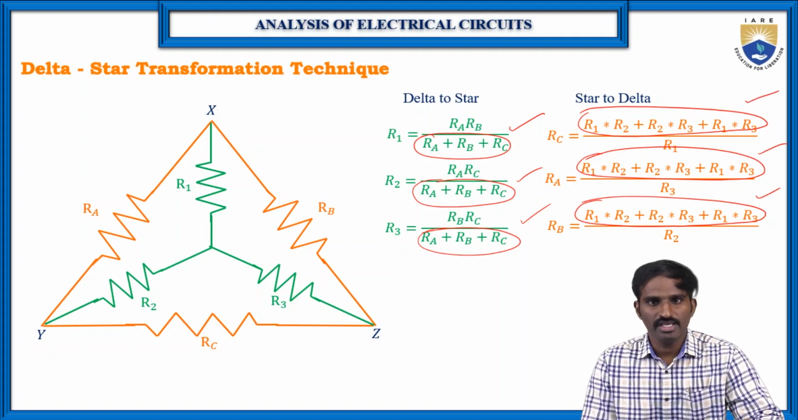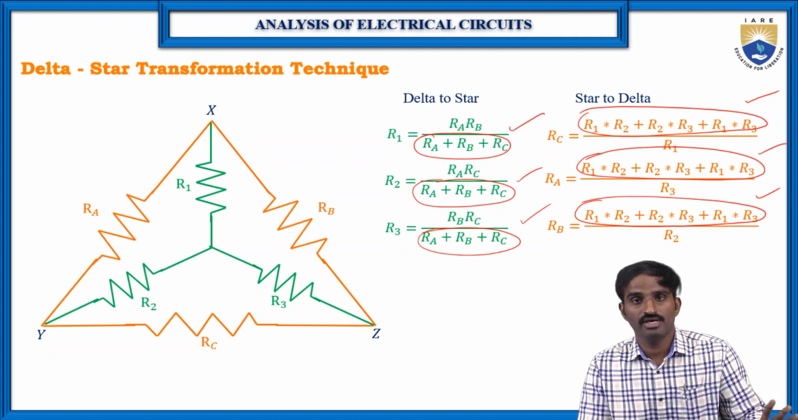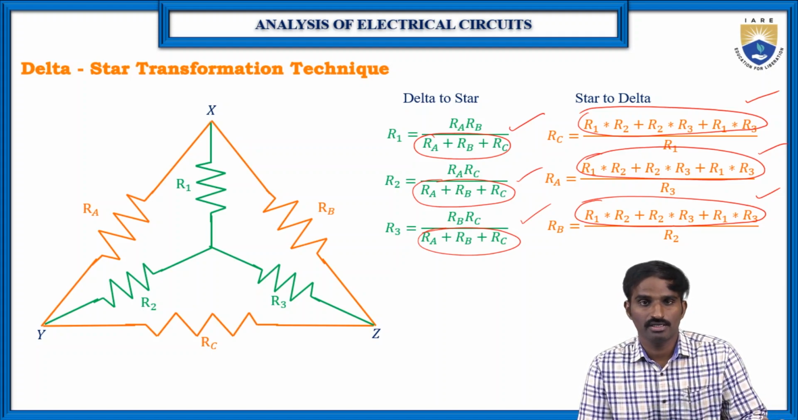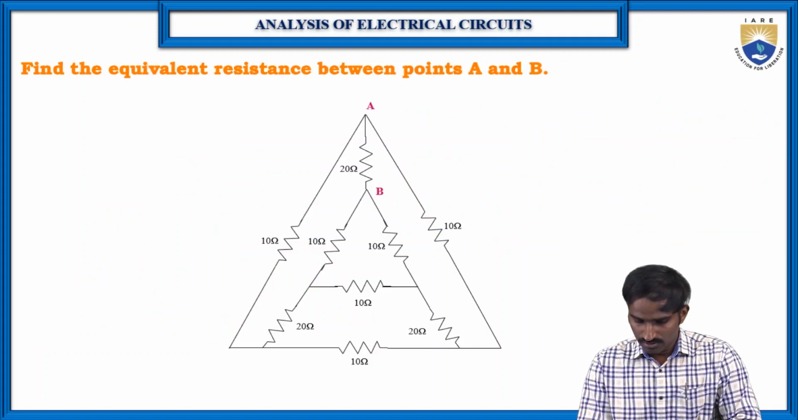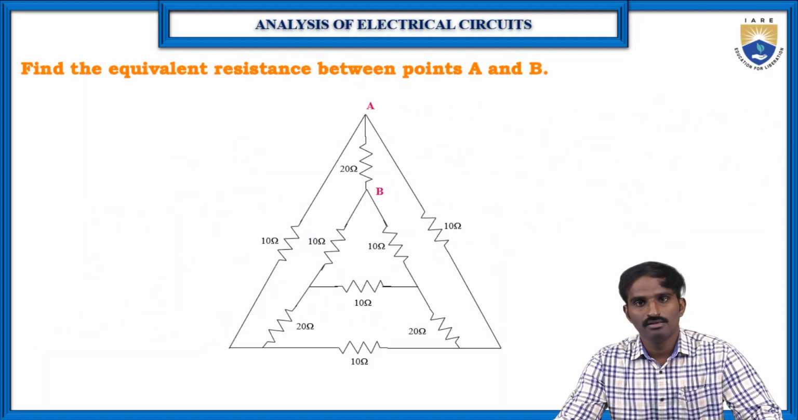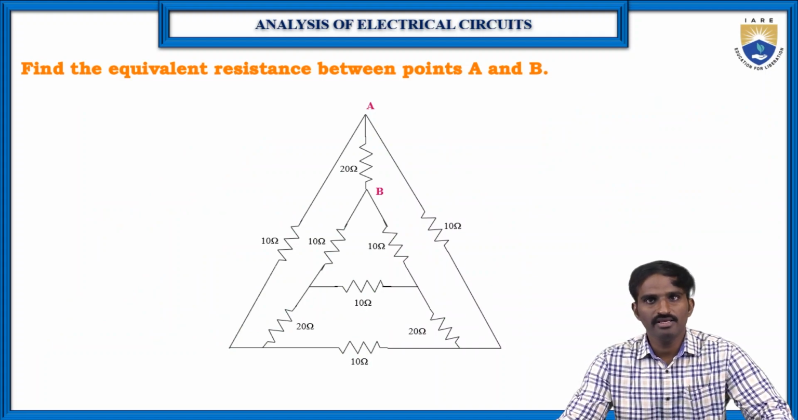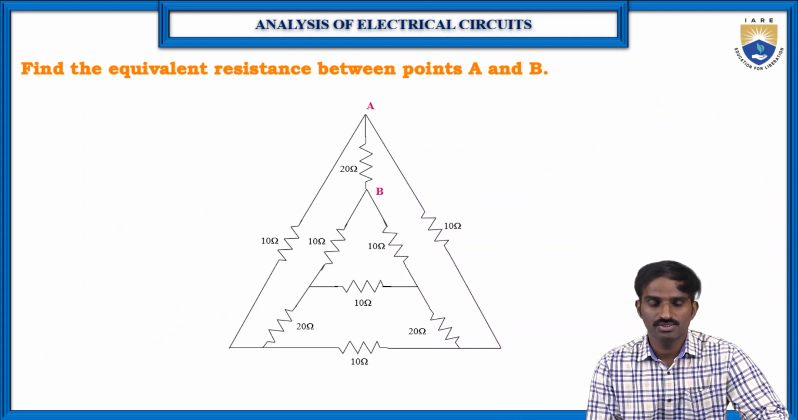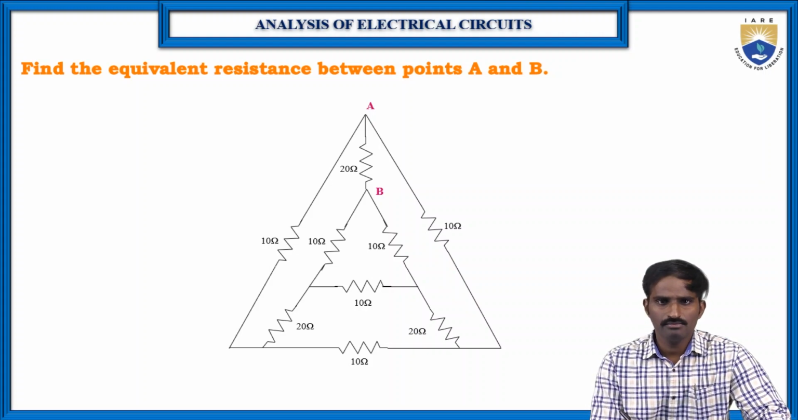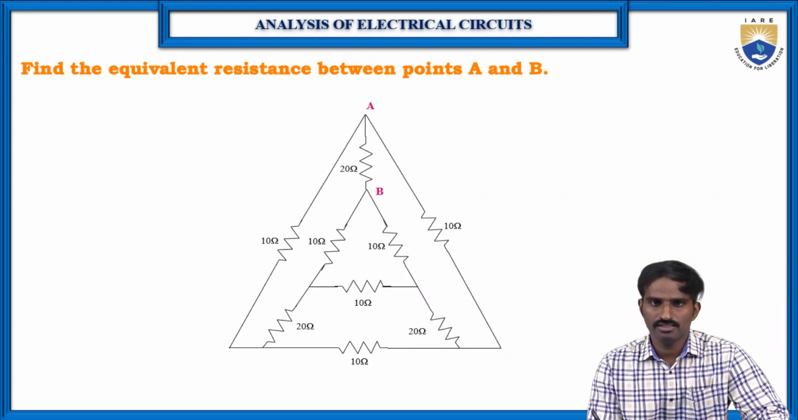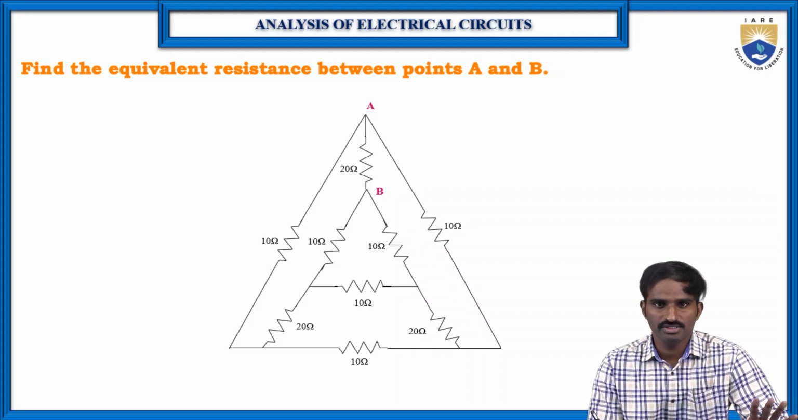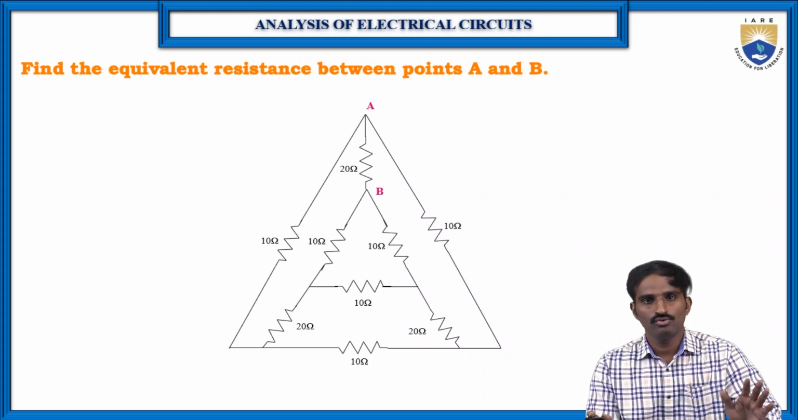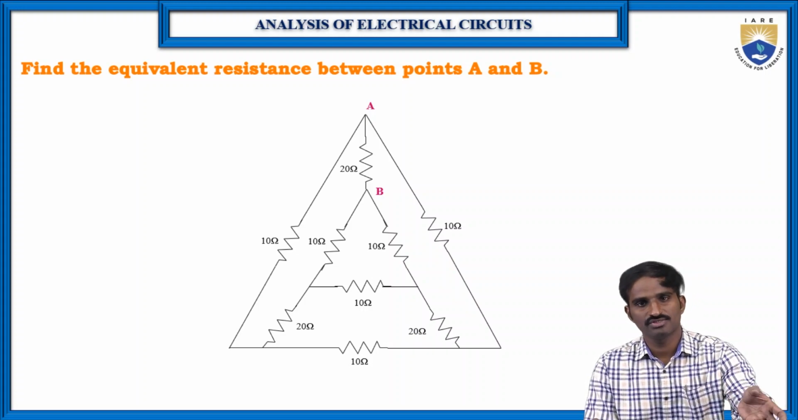Now we will take one example, exactly where we need to apply these star to delta and delta to star transformations. Let us consider a network, and here we have to find the equivalent resistance between the terminals A and B. Usually, if you want to find the equivalent resistance between any two terminals, first we check whether any two resistor combinations are in series or parallel, so that we can replace those two resistors with the equivalent resistance.